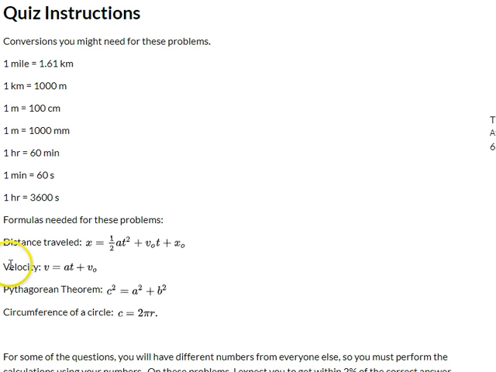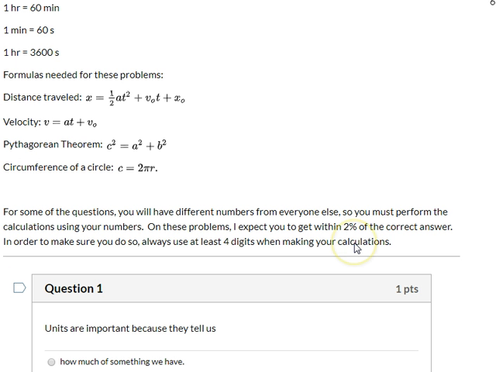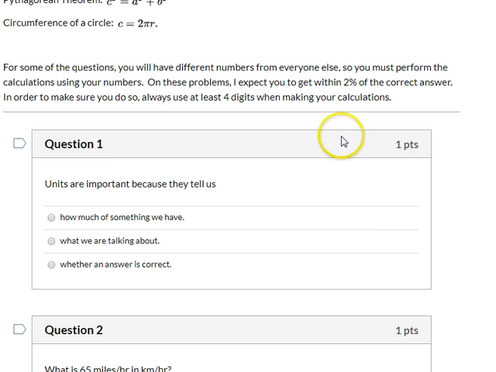Then the velocity at any time, this equation, is acceleration times time plus your initial velocity. I threw in the Pythagorean theorem, we're going to need that. And I threw in the circumference of a circle, we're going to need that. All right. So let's go through the problems.